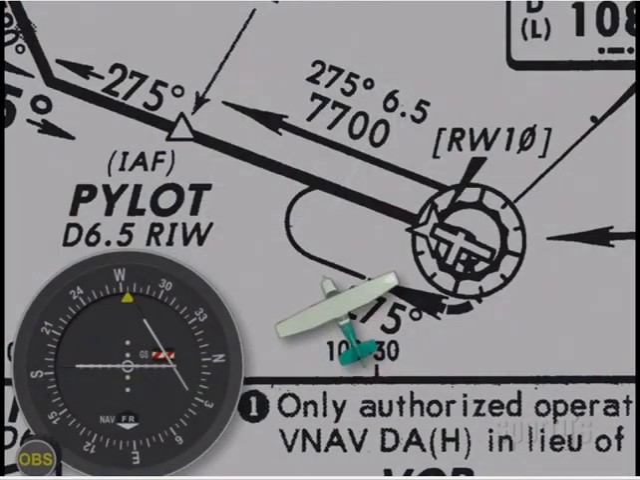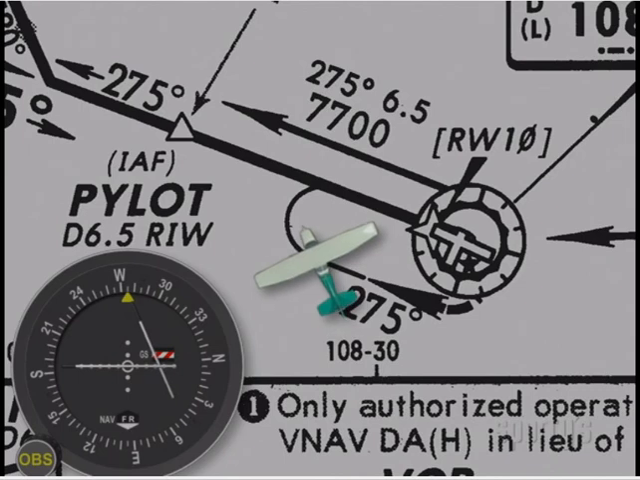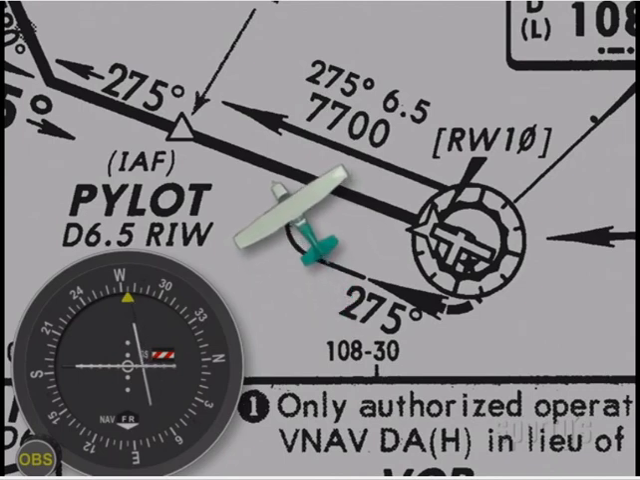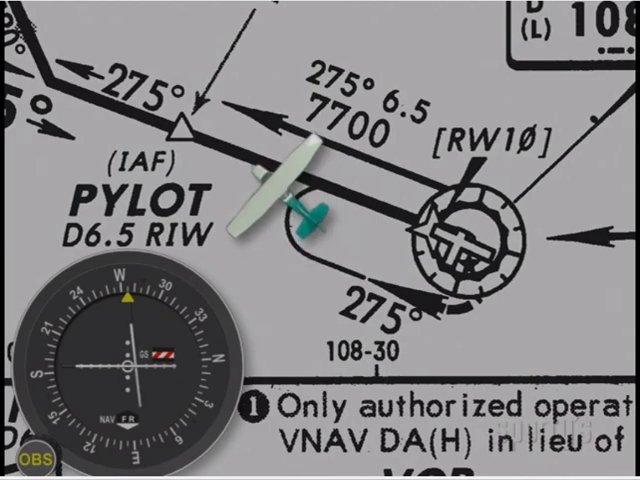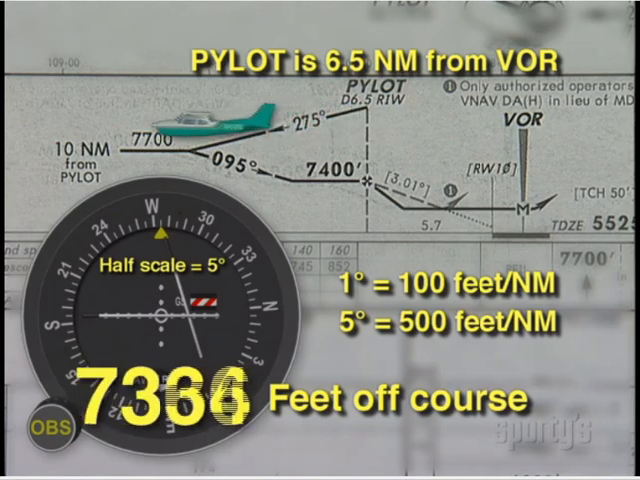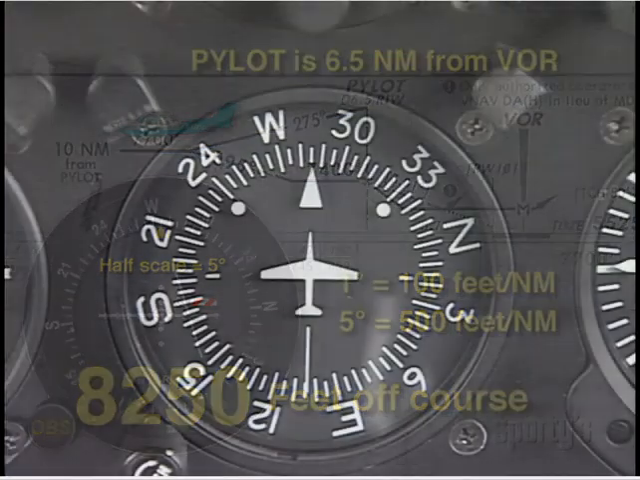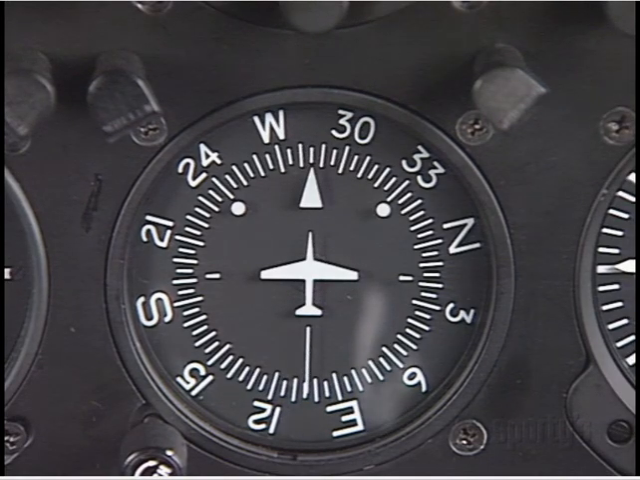On the intercept heading of 320 degrees, wait until the CDI is halfway between a full-scale deflection and the center to turn to intercept the outbound course. As you fly outbound, don't chase the nav needle. At Pilot, a half-scale deflection is about 3,200 feet, increasing to 8,250 feet at the 10-mile limit for the procedure turn. Always use a guesstimated wind correction.